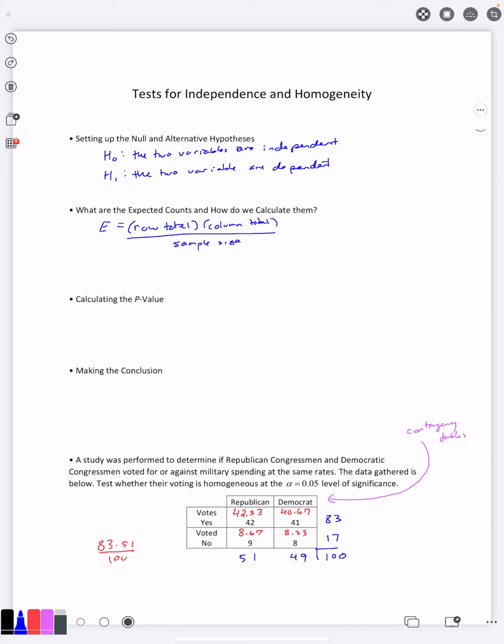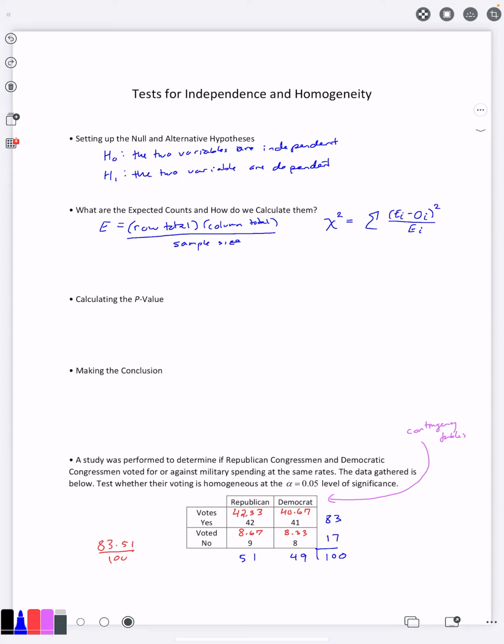Once again, if you wanted to calculate the chi-squared by hand, you would take your observed number, subtract the expected count, square it, divide by the expected count. Do that, get your chi-square value. However, let's go ahead and show you how we're going to put this in the calculator. So let's make sure we copy down all of our data here.